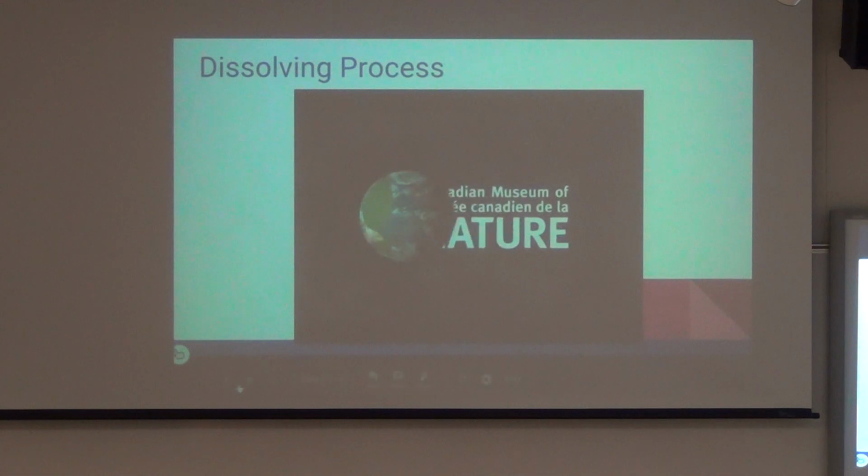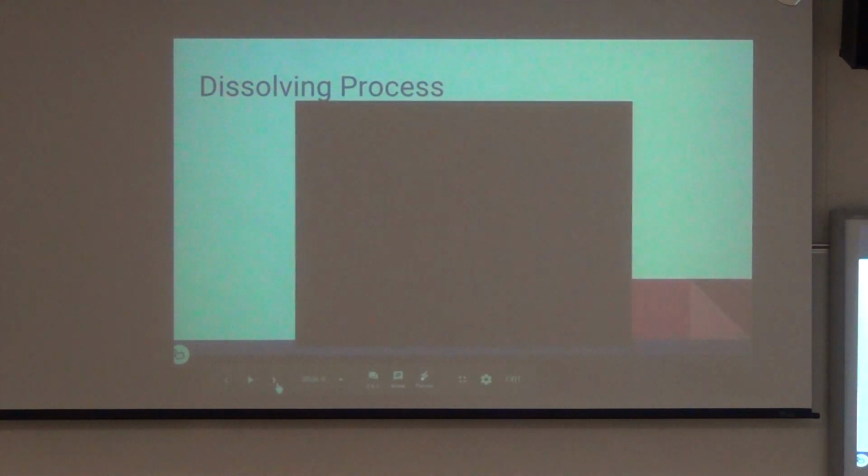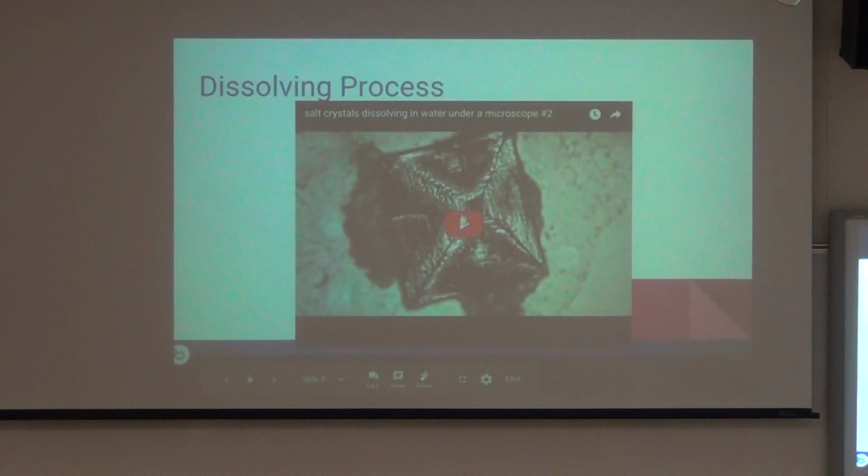All right, let's take a look at an example of actual salt. So that was just a simulation. This is an actual salt crystal under a microscope, and we're going to add some water to it, and the dissolving process is going to happen. We can't see the actual molecules and atoms at work, but you can kind of get an idea. It takes a little while before they add the water.